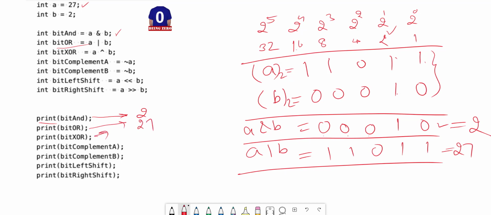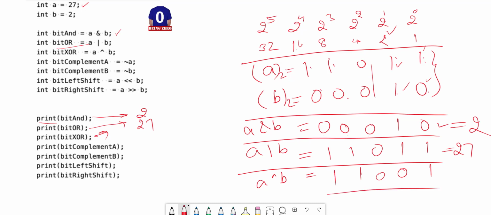Bitwise Xor. The way Xor works, if both bits are the same, it will be 0. If both bits are different, it will be 1. That is what Xor says. It is exclusive or, one of them should be true. So in this, the answer is 1, because this is 1, 0. Here the answer is 0, because both are 1, 1. Here the answer will be 0, because both are the same. Here both are different, the answer is 1. Both are different, the answer is 1. So this is the answer.